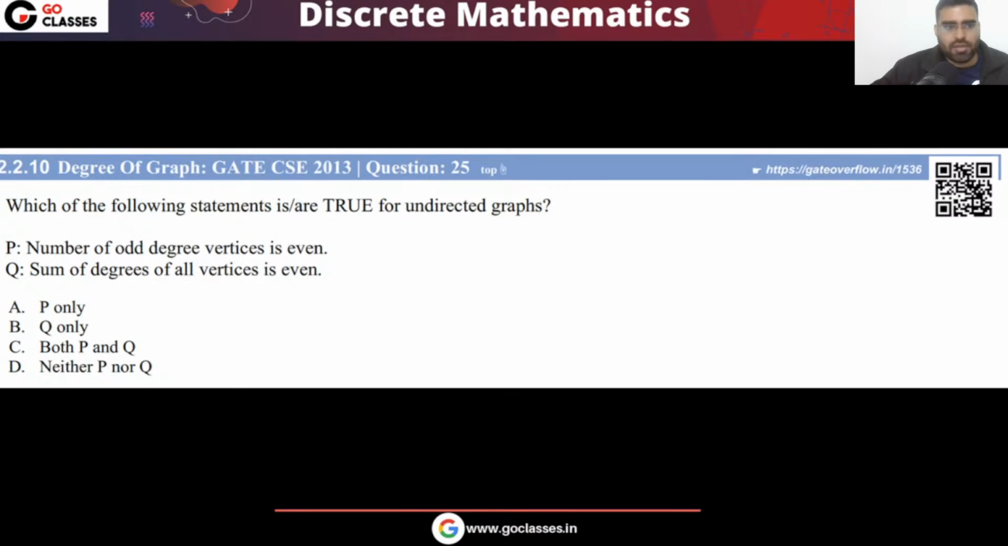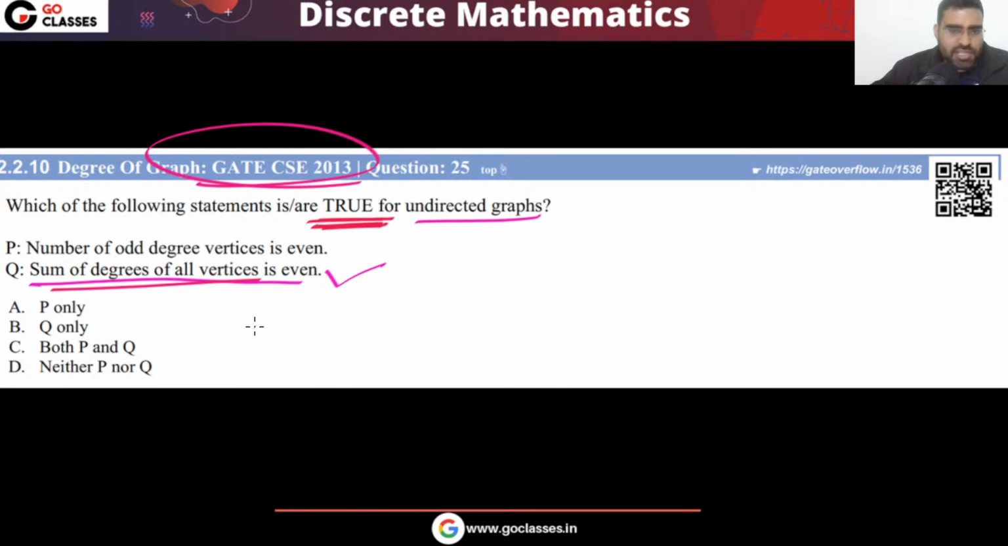Very simple question. Let's see this question. Tell me the answer for this one. This is a GATE 2013 question. Which of the following is true? The question is asking for an undirected graph. Sum of degree is even. Of course, total degree is always even. Sum of degree of all vertices is even. Number of odd degree vertices is even. Both are correct. So both P and Q are correct. For this question, the answer will be option C.